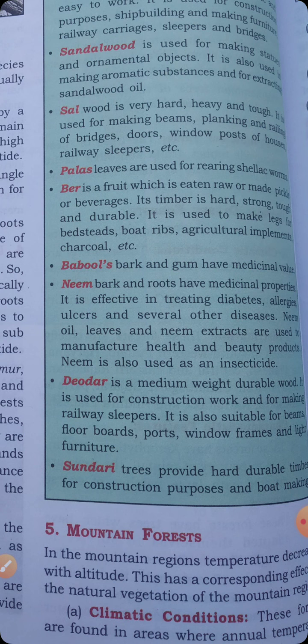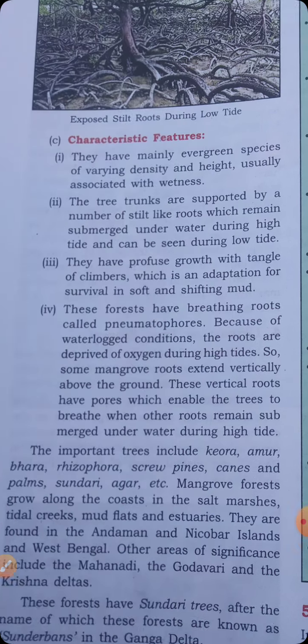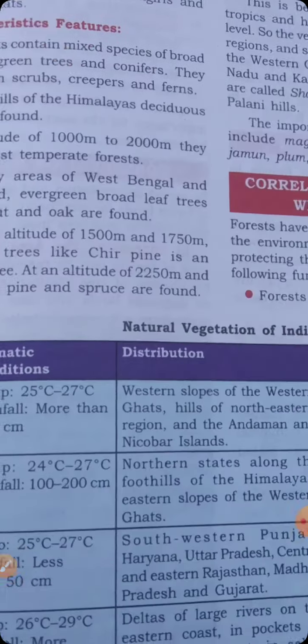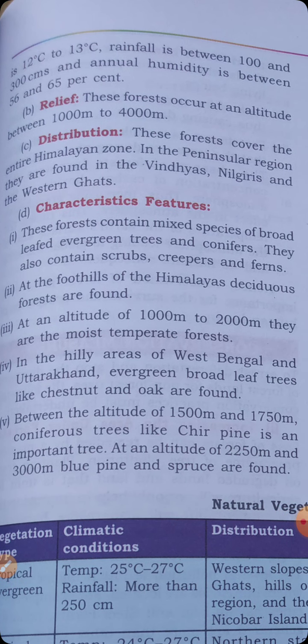In the mountain region, temperature decreases with altitude. This has a corresponding effect on the natural vegetation of the mountain region. What are the climatic conditions for mountain forests? These forests are found in areas where annual temperature is 12 degrees Celsius to 13 degrees Celsius, rainfall is between 100 and 300 centimeters, and annual humidity is between 56 and 65%. What is the relief? These forests occur at an altitude of 1000 meters to 4000 meters. So that is their location point.